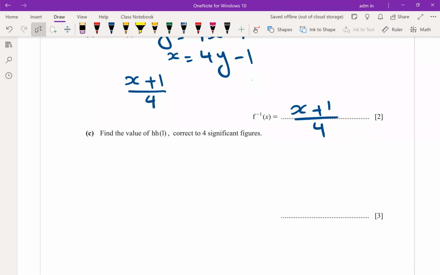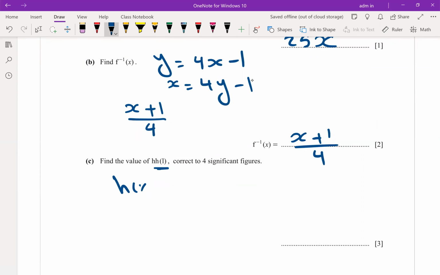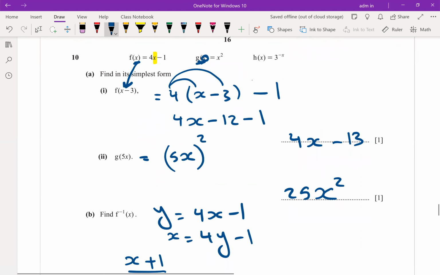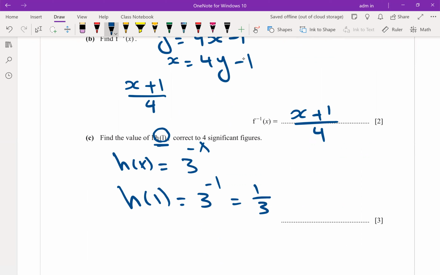Find h1, correct to four significant figures. Where is h of x? H of x is 3 to the power of negative x. First, I will start with h1. How to get h of 1? Remove x and write what? 1. So 3 to the power of -1, which is equal to what?